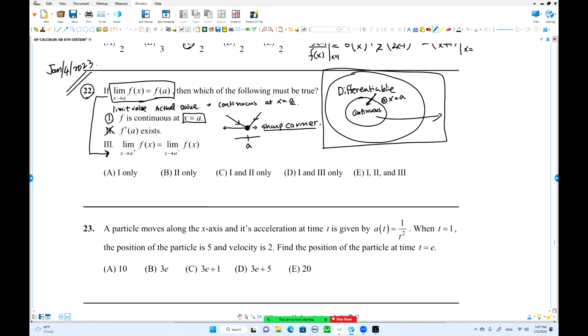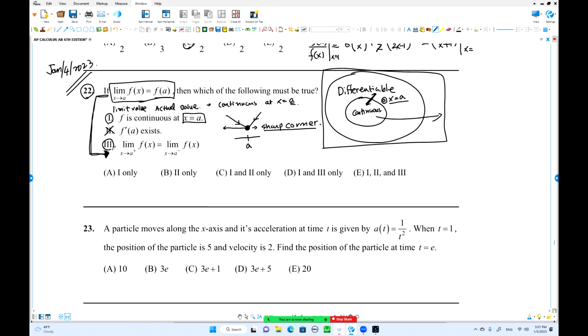If the function is differentiable at x equals a, that means it's already continuous at x equals a. In the reverse way, if the graph is continuous at x equals a, it doesn't mean it's already differentiable at x equals a. That is not an equivalence.